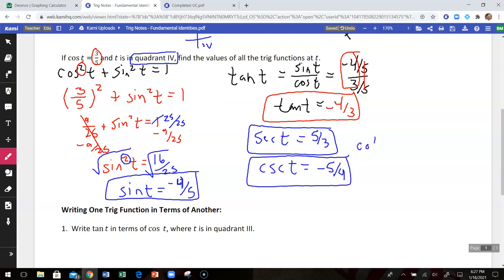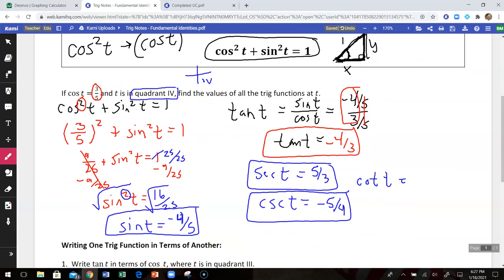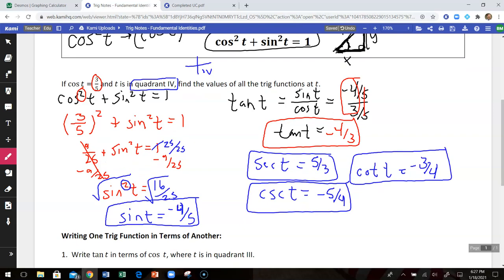And cotangent, our last of the 6 trig functions, cotangent is the reciprocal of tangent. So if tangent is negative 4/3, then cotangent is negative 3/4. So again, my suggestion would be to use your Pythagorean identity to find either sine or cosine, whichever one was not given. Once you have that, find tangent. Once you have sine, cosine, and tangent, the other 3 should be really quick to come up with.